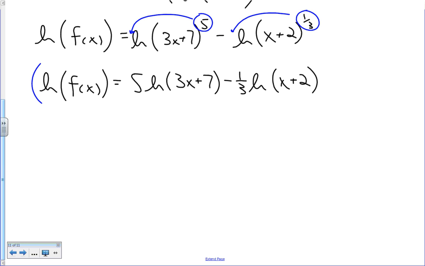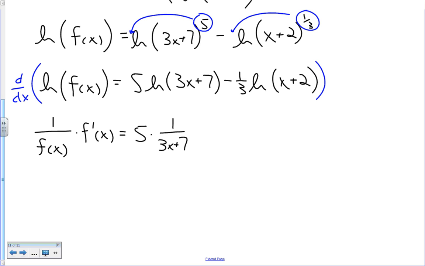And now after this, we are all set to take the derivative of both sides of this using implicit differentiation. So we end up with 1 over f of x times f prime of x. That's using chain rule, of course. And that's equal to 5 times the derivative of natural log of 3x plus 7 is 1 over 3x plus 7. Just follow chain rule again. Times the derivative of the inside is 3. And then minus 1/3 times 1 over x plus 2 times the derivative of x plus 2, of course, is 1.